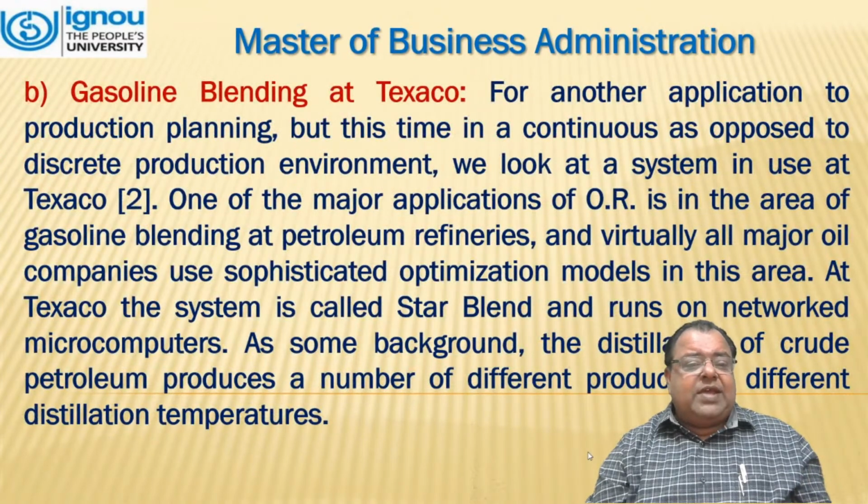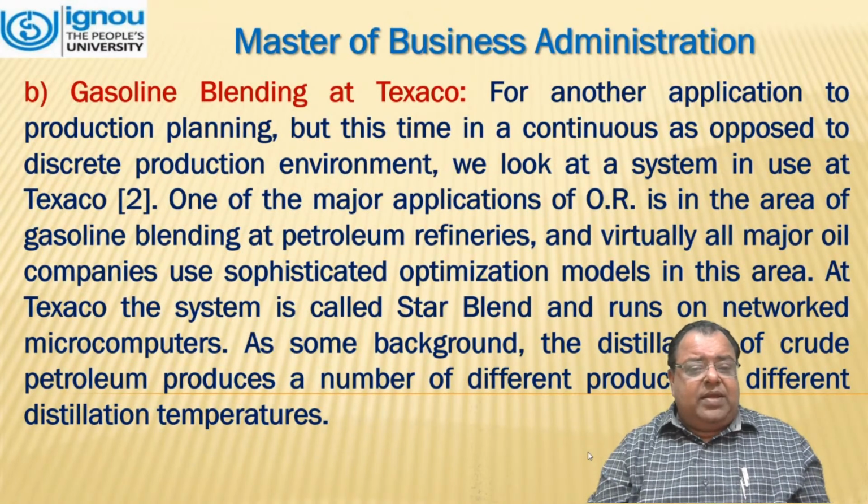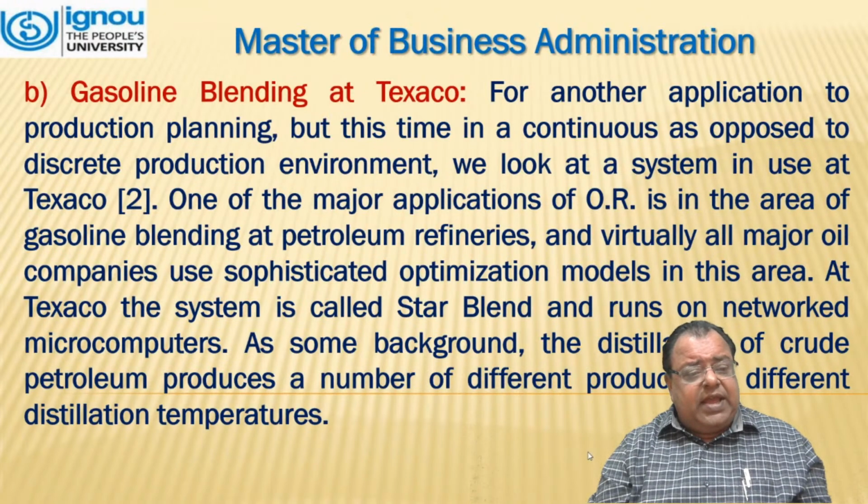The second case is gasoline blending at Texaco, another application to production planning, but this time in a continuous as opposed to discrete production environment. We look at a system in use at Texaco. One of the major applications of OR is in the area of gasoline blending at petroleum refineries, and virtually all major oil companies use sophisticated optimizing models in this area. At Texaco, the system is called StarBlend and runs on networked microcomputers.